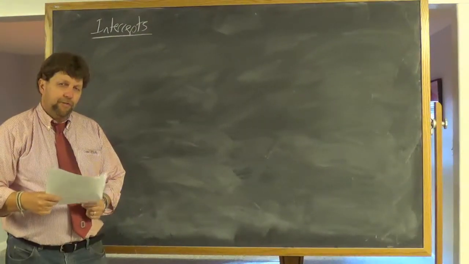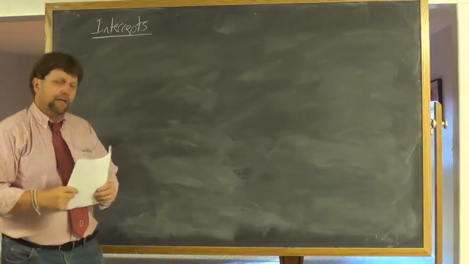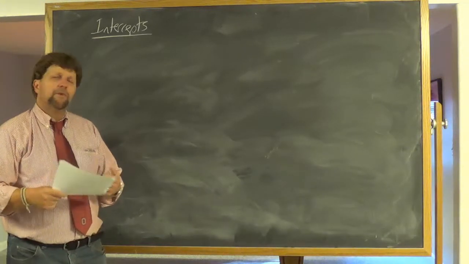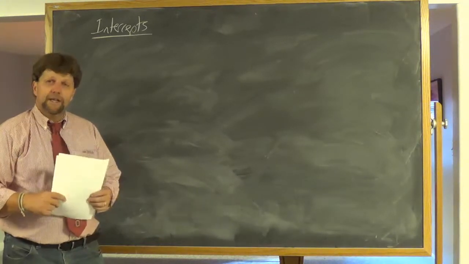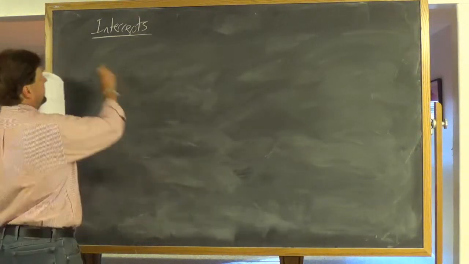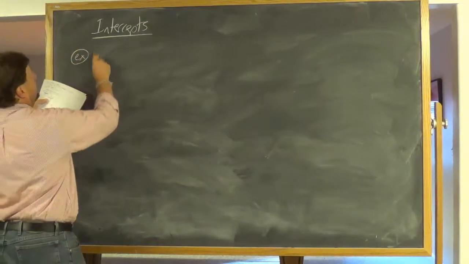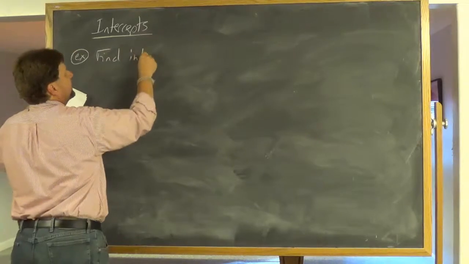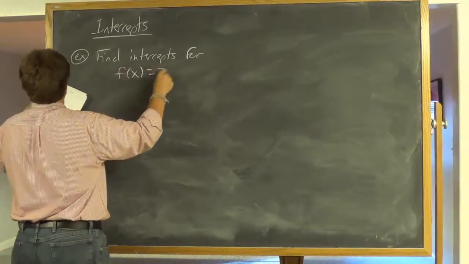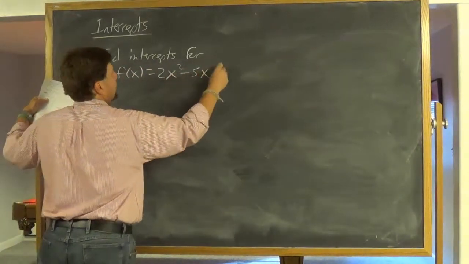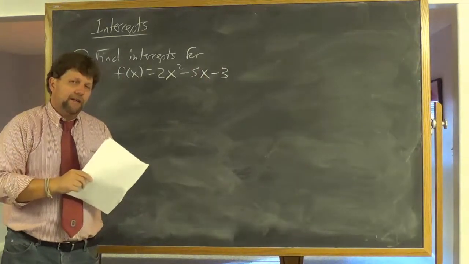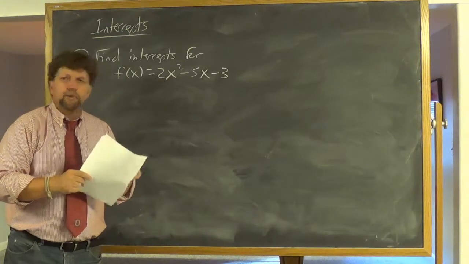All right, as you continue to work through the material this week, we're going to start looking at functions and their graphs. And when it comes time to do some graphs, points that we usually try to find are points called intercepts. The x-intercept and the y-intercept. So let's try just a quick review. Let's say you're asked to find the intercepts for the function 2x squared minus 5x minus 3. So we're being asked to find the y-intercept and the x-intercept or intercepts.